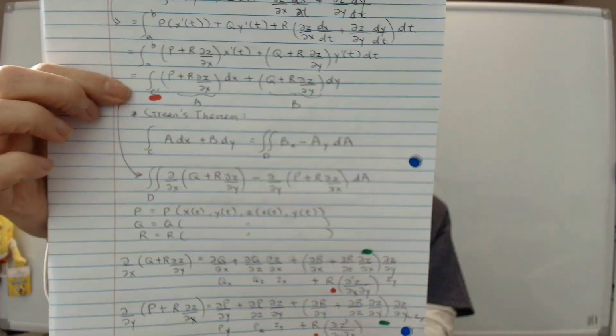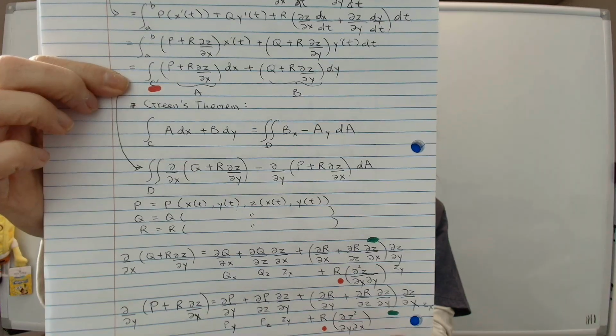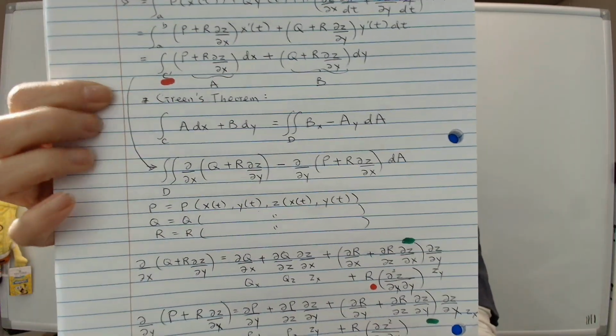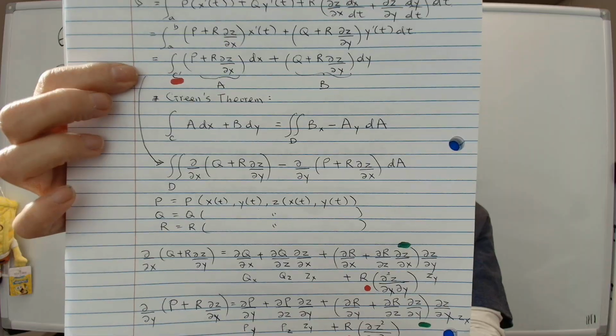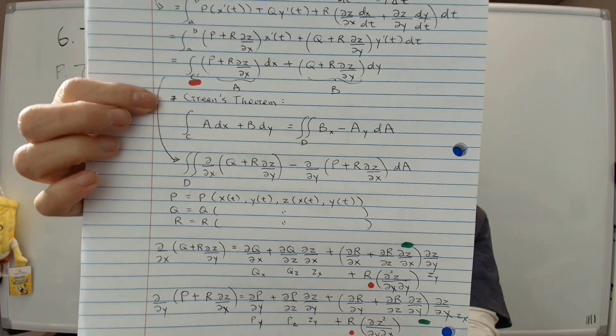So we got this thing. Now what is that? This is in 2D, right? Because this is just on the ground, on the xy plane. So this is 2D, and we're going to apply Green's theorem.